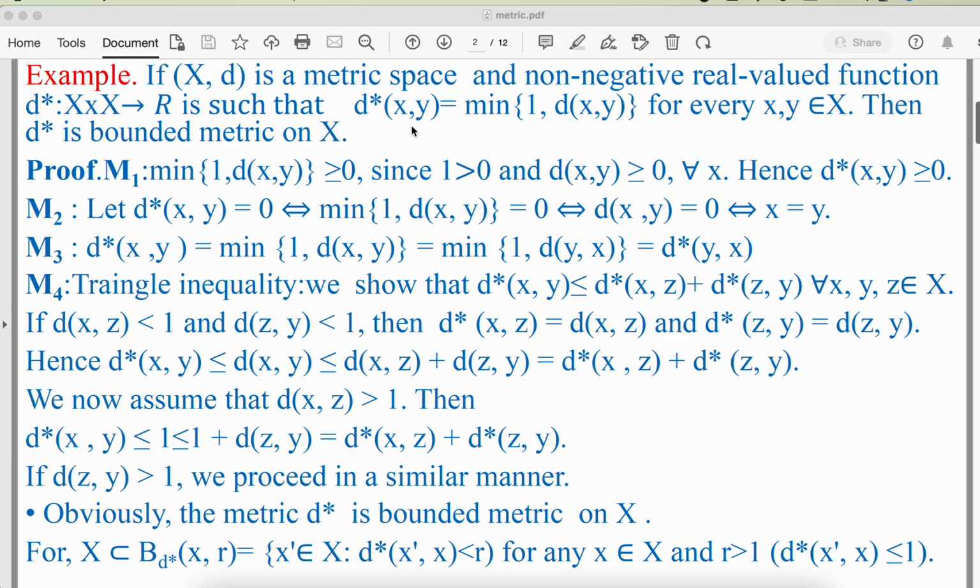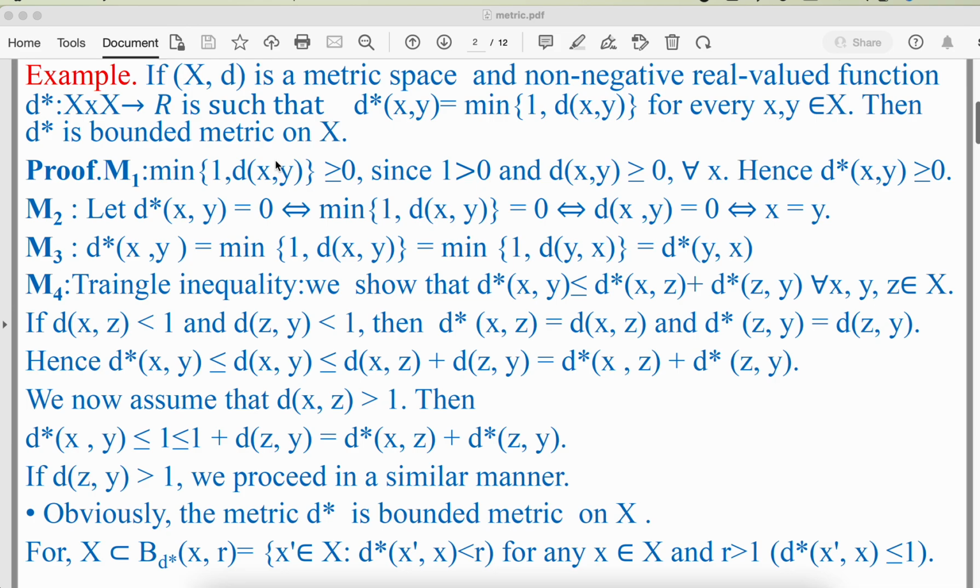So to prove that d star is a bounded metric on X, first of all we will prove that d star is a metric, then we will show that d star is bounded. To check that d star is a metric, we will check all the conditions of a metric space.